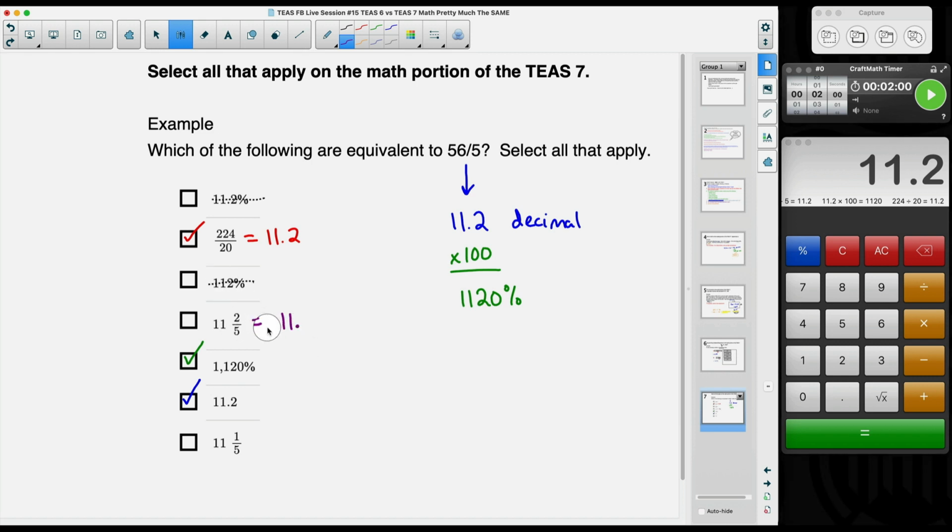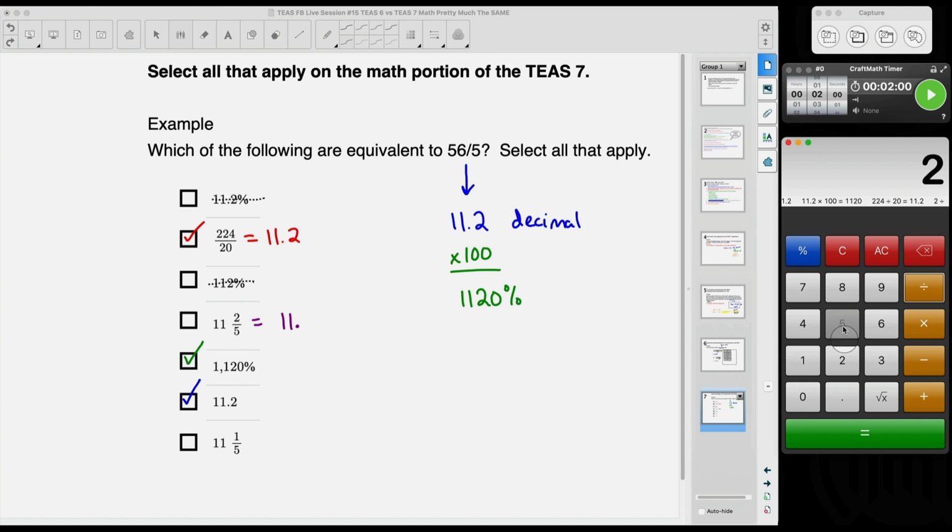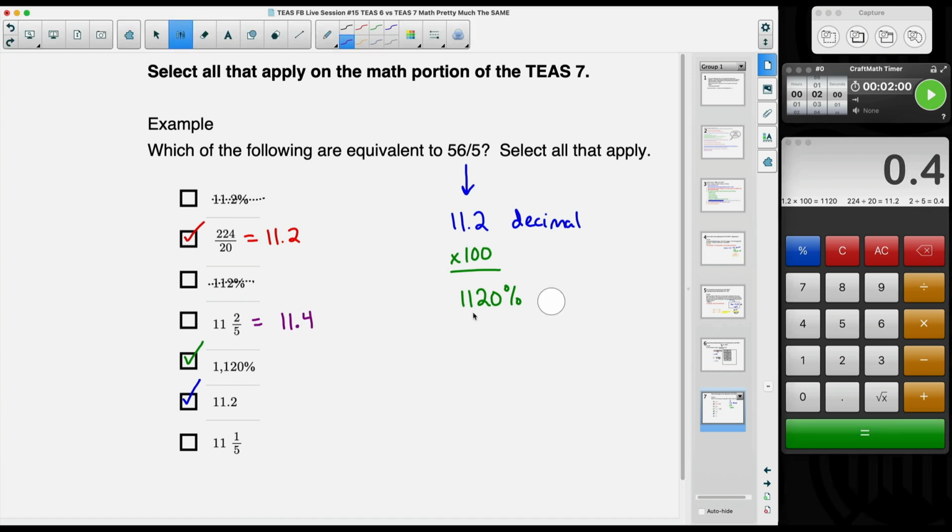How do you get the point something? The same way we got the decimals all night tonight. Take your 2 divided by 5. 2 divided by 5 is going to be 0.4. Notice I am ignoring the 0 because the 11's already in the whole number spot. So that one doesn't match. That's 11.4. We want 11.2.